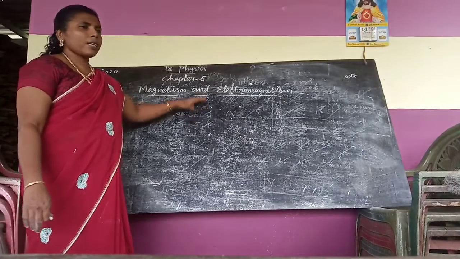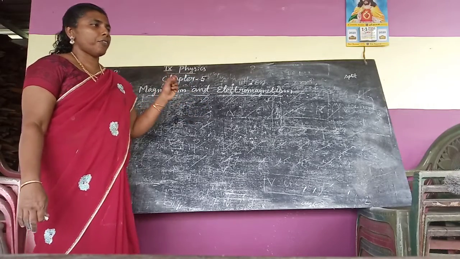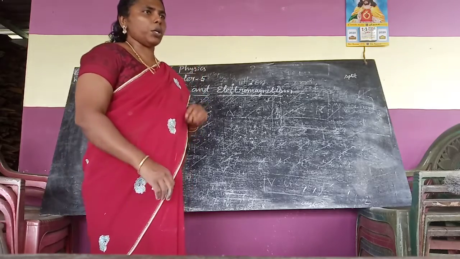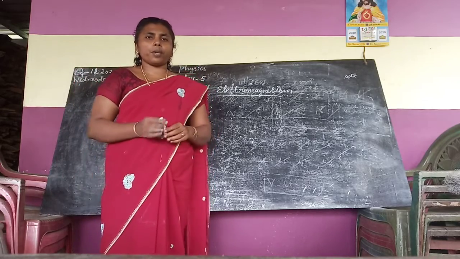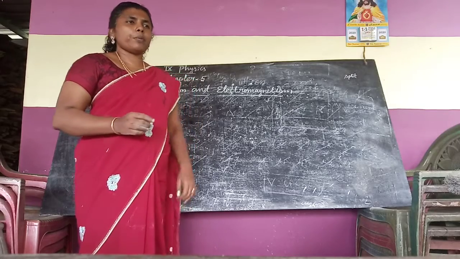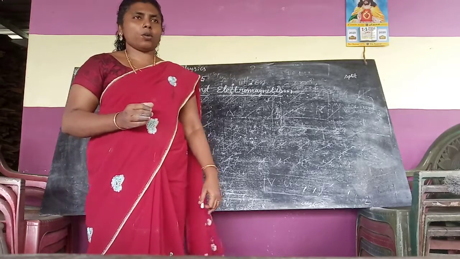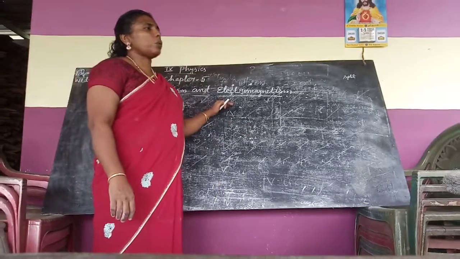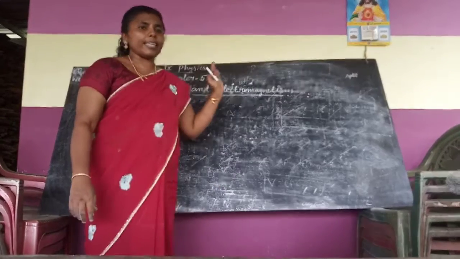Last class we learned about Fleming's right hand rule. Did you study the previous questions, students? Yes. Okay, very good. Now, once again I am repeating Fleming's right hand rule. This Fleming's right hand rule is used only in the electric generator.